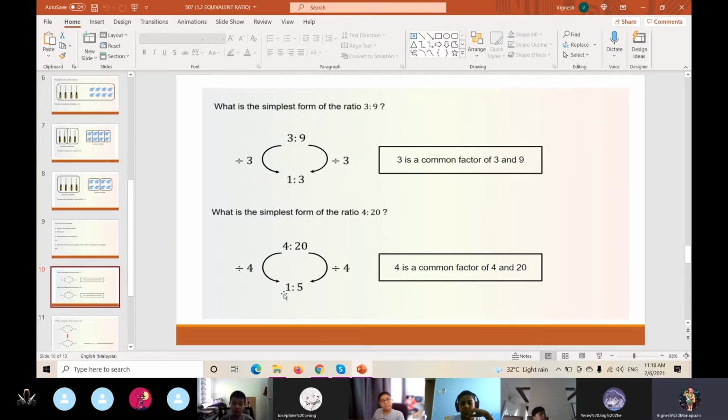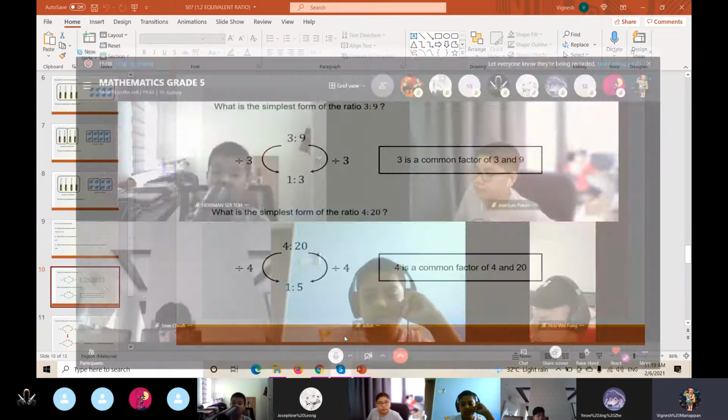So 4 is the highest common factor you can use for both 4 and 20. So 4 you can divide with 4, 20 also you can divide with 4. So your answer is 1 to 5. So 1 to 5 is the simplest form. No more factor we can use to simplify.